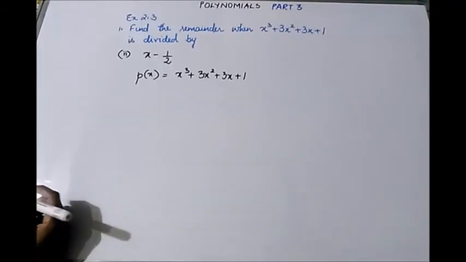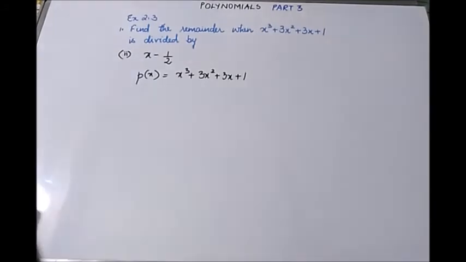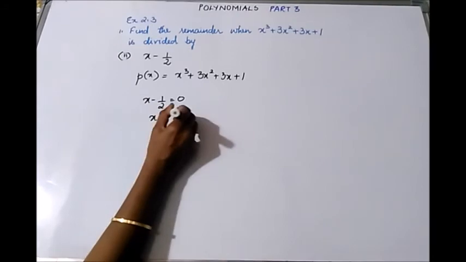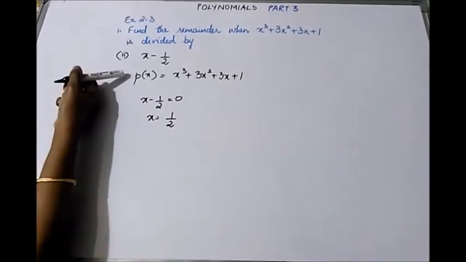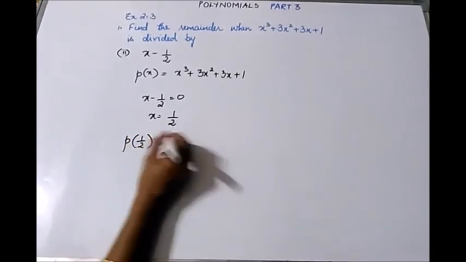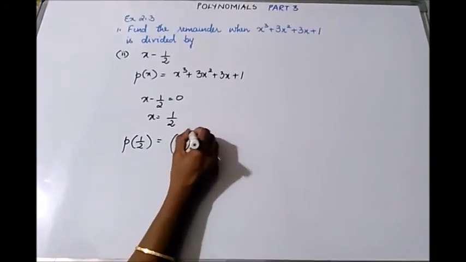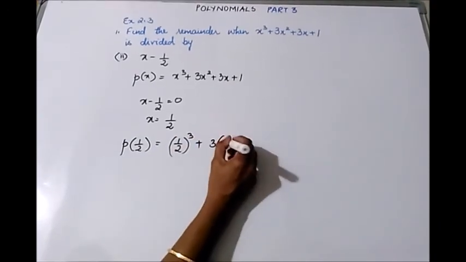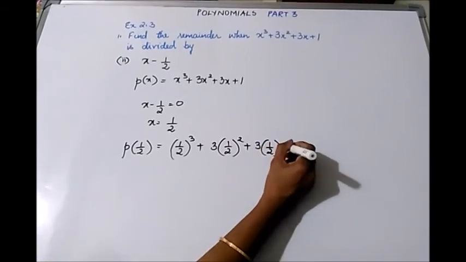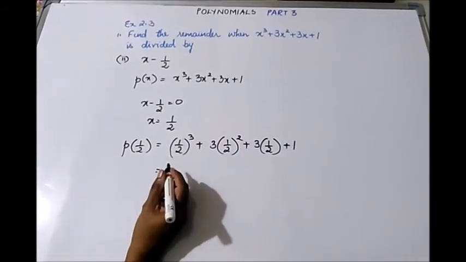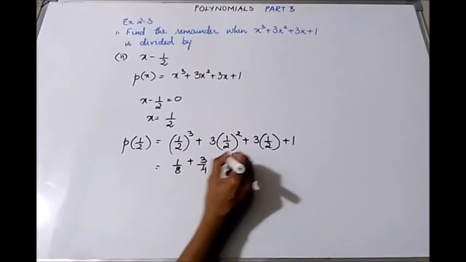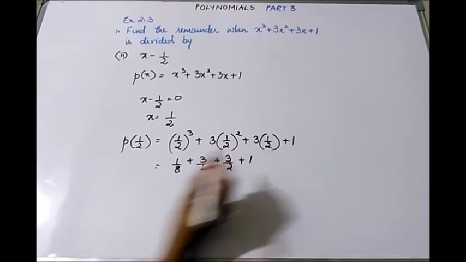Next step is to find the 0 of the divisor. That is, we have to write here x minus half equal to 0, x equal to half. Next step, in the dividend, in place of x you should write half. P of half is equal to half the whole cube plus 3 into half the whole square plus 3 into half plus 1. This gives us 1 by 8 plus 3 by 4 plus 3 by 2 plus 1.